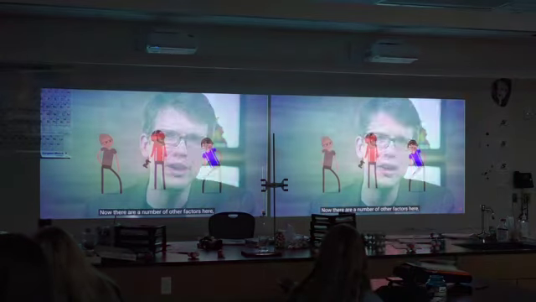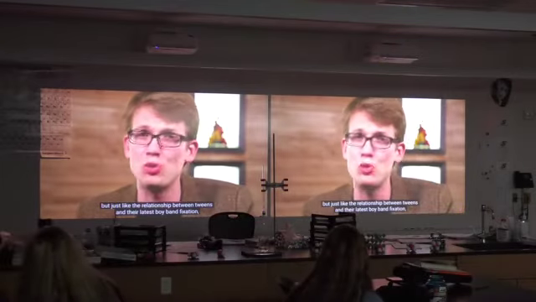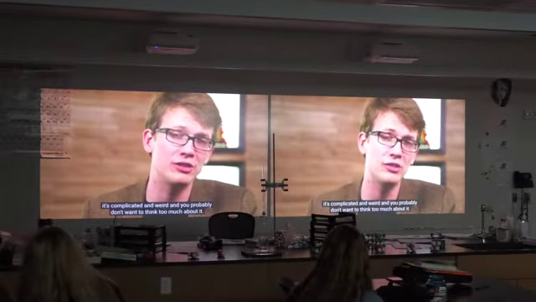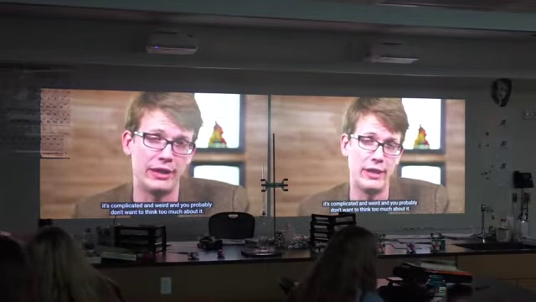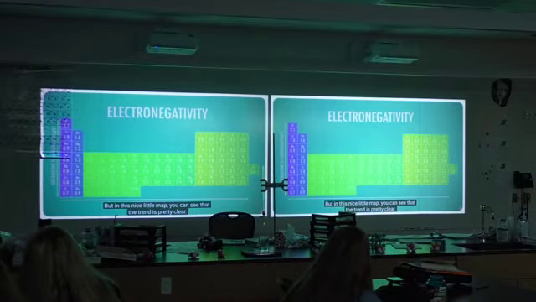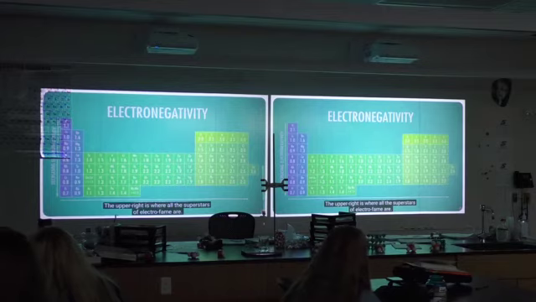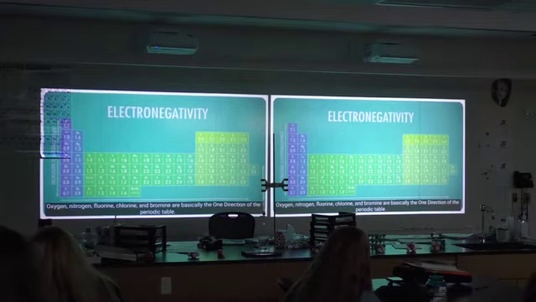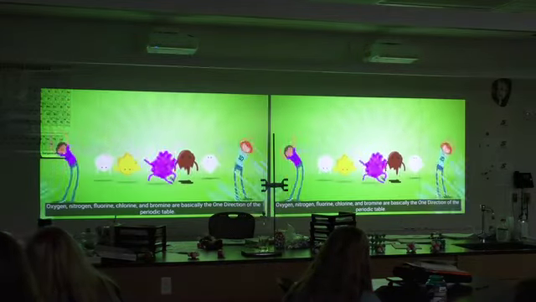Now, there are a number of other factors here, but just like the relationship between tweens and their latest boy band fixation, it's complicated and weird, and you probably don't want to think too much about it. But in this nice little map, you can see that the trend is pretty clear. The upper right is where all the superstars of electro fame are. Oxygen, nitrogen, fluorine, chlorine, and bromine are basically the One Direction of the periodic table.